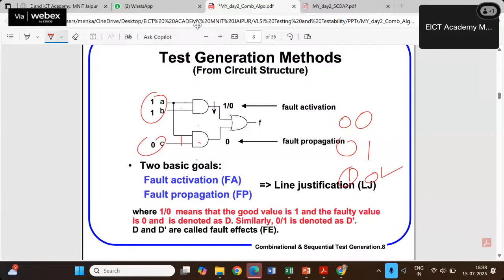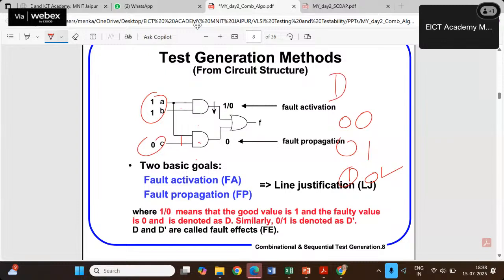Now, basically, let us call this 1, 0 and 0, 1. Talking about 1, 0, 0, 1 again and again is problematic. So we are going to give it a name. Let us give it the name D.